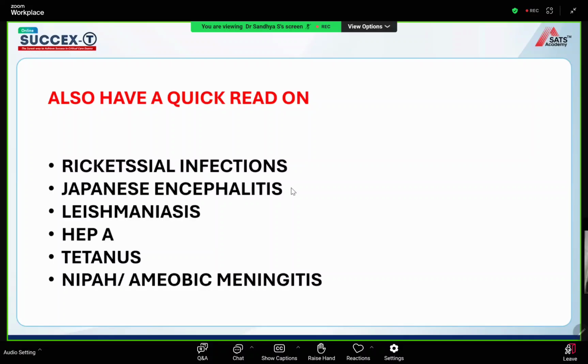Okay, so also you are supposed to make a quick read on rickettsial infection, Japanese encephalitis, leishmaniasis, tetanus, hepatitis A, and Nipah, and amoebic meningitis is also now coming up in a big way in Kerala. So I think questions can be asked from any of these. So just have a quick read. It is available in this IJCCM article. Most of this is included in that. If you want more than that, you can read about malaria and dengue that I have already shared.